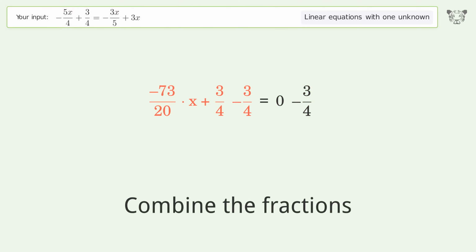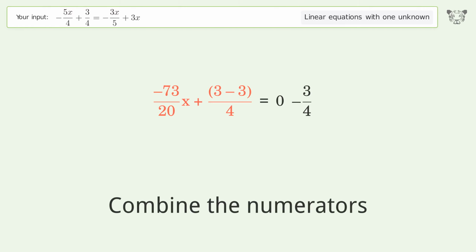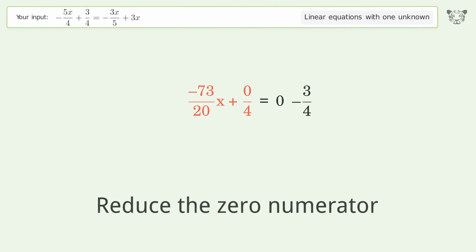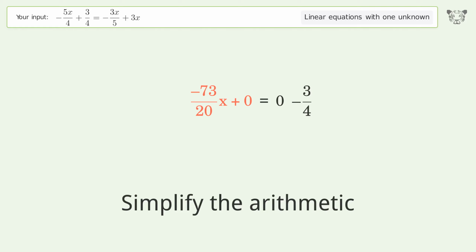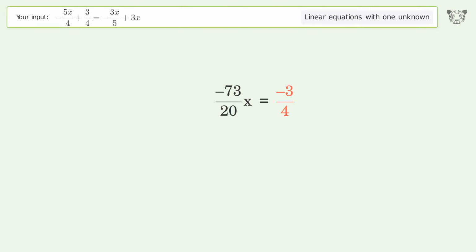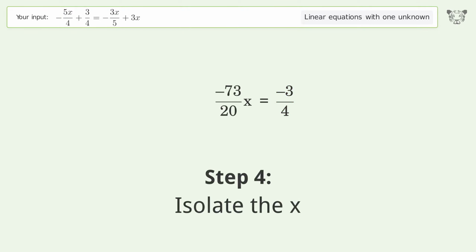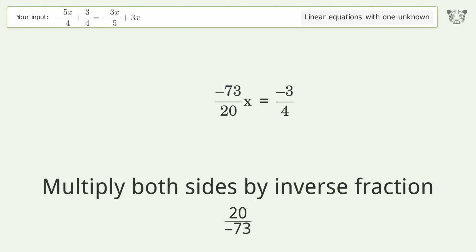Combine the fractions. Combine the numerators. Reduce the zero numerator. Simplify the arithmetic. Isolate the x. Multiply both sides by inverse fraction 20/73.